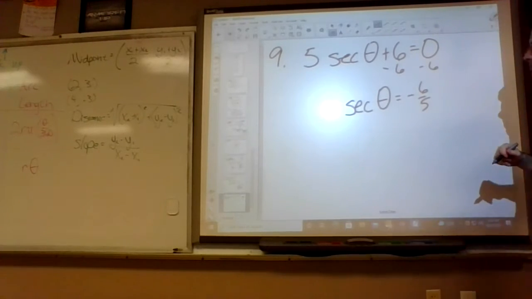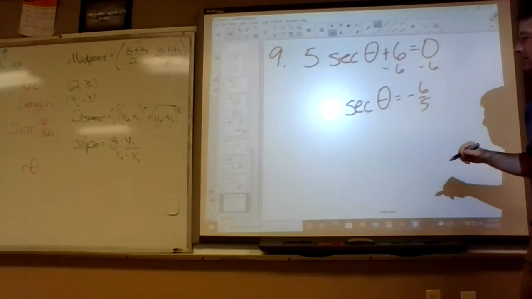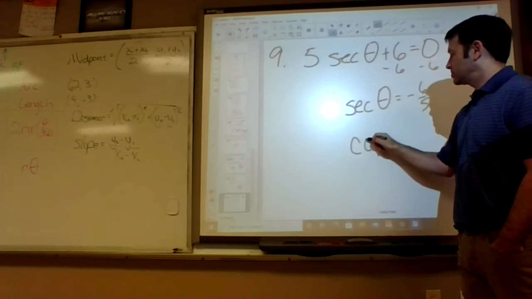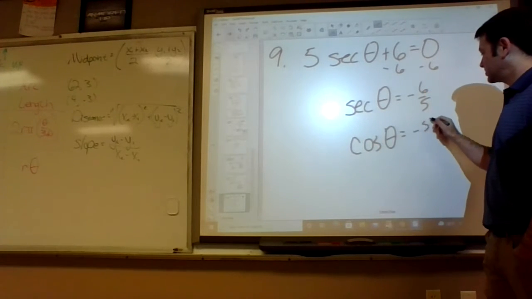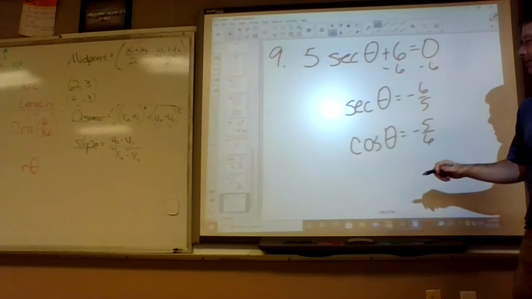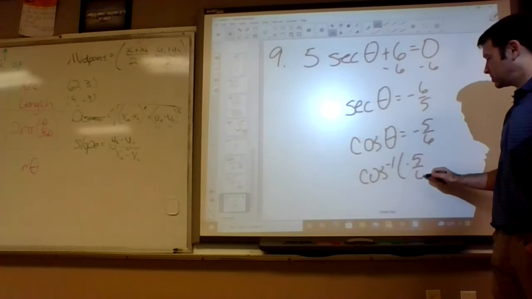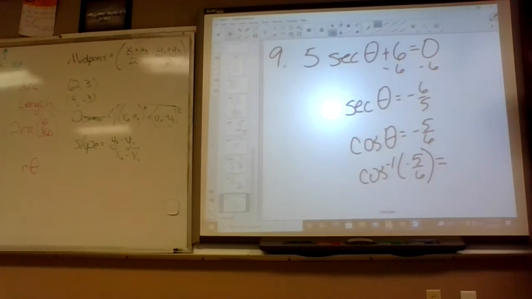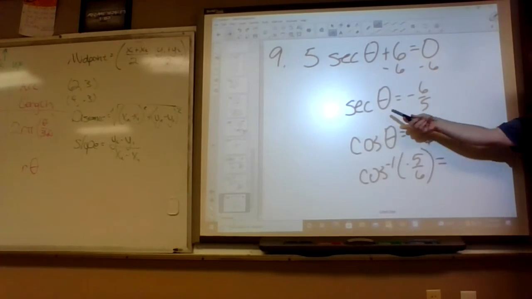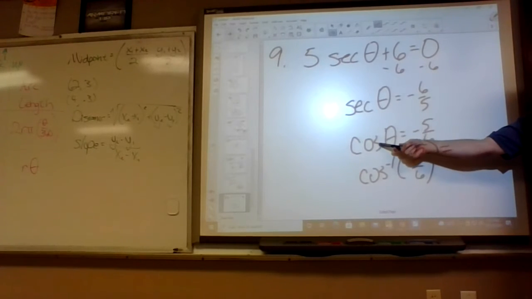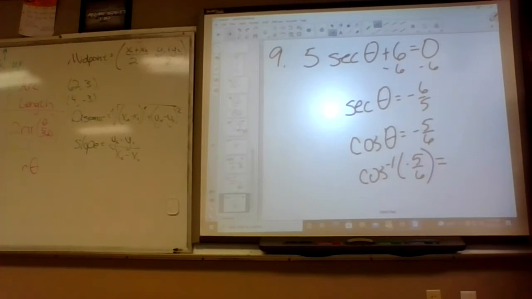Okay, so what's the reciprocal of secant? Cosine. So cosine of theta equals negative 5 over 6. So we need to do cosine inverse of negative 5 over 6. Can we slow down there for a moment? How do we get from secant to cosine? Cosine and secant are reciprocal functions. Secant is not on your calculator, so we switched it to cosine. But don't you have to flip the fraction? Yep.